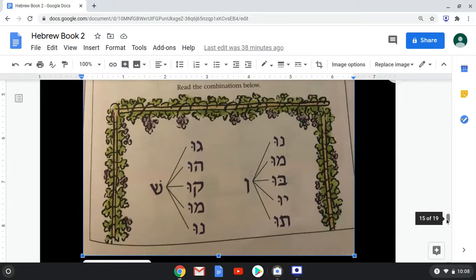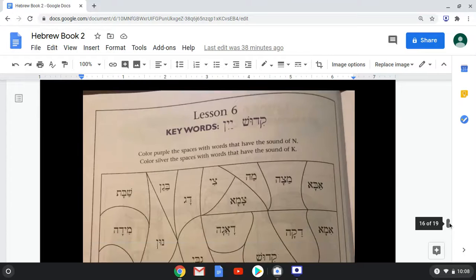All right, read the combinations below. So you're going to read these letters with the final over here. So you have noon, moon, boon, yoon, tune. Over here you have goosh, hoosh, koosh, moosh, and noosh. All right, I know it's a bit of a longer one.